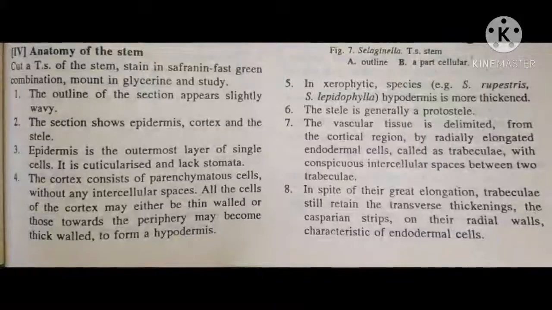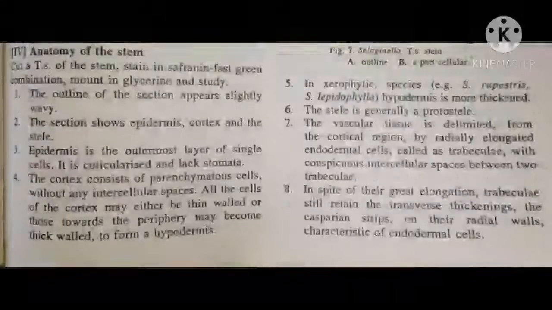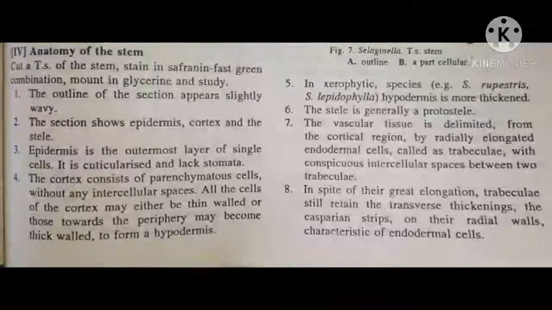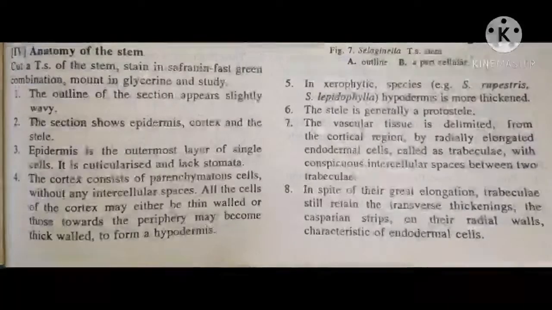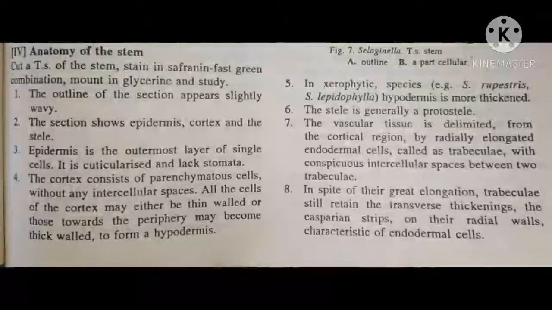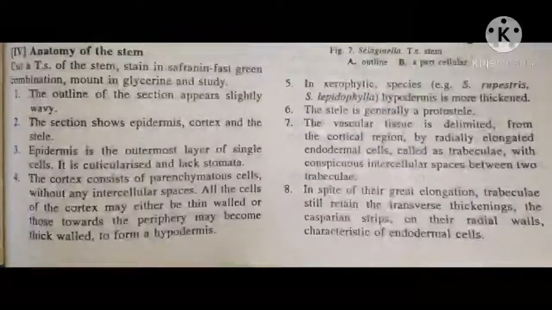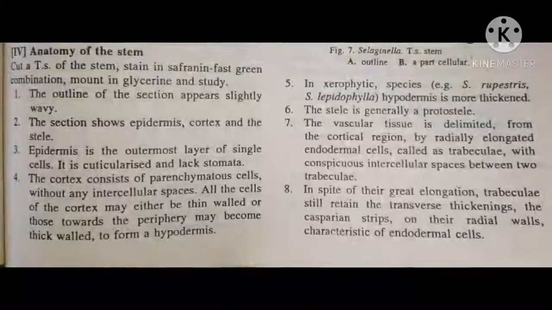The cells are sclerenchymatous, and the remaining cortex is multilayered, and the cells are parenchymatous. The cortex is without intercellular spaces. All the cells of the cortex are thin walled, and the hypodermis cells are thick walled. The stele is generally a protostele, meaning phloem surrounds the xylem, and that kind of stele is called a protostele.